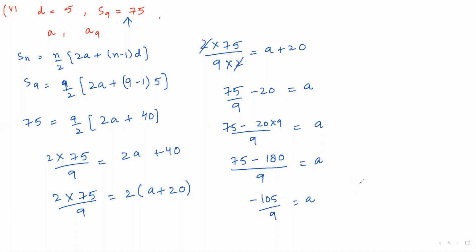So I think this will be your a. I can divide it by 3 at least, right? Just to bring it to the simplest form. So if I divide it by 3, I get minus of, now 3 into 3 is 9, then 15, so 5 and then 3. So this is my a, minus 35 by 3.